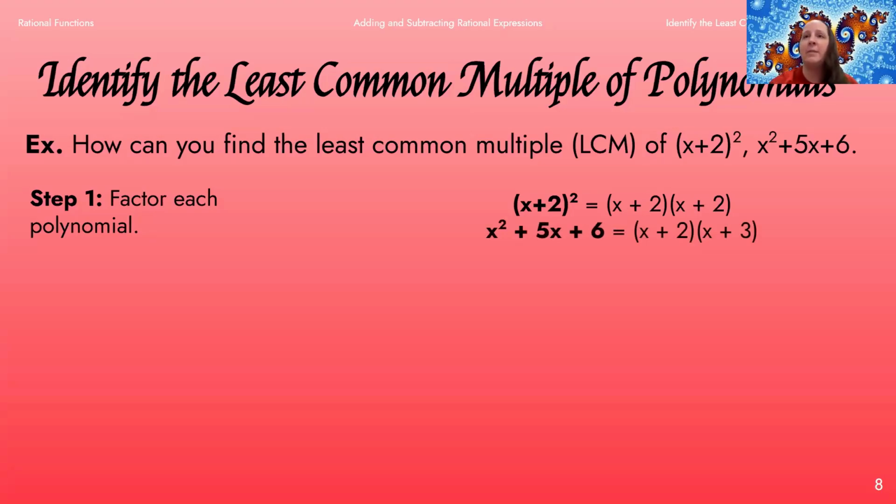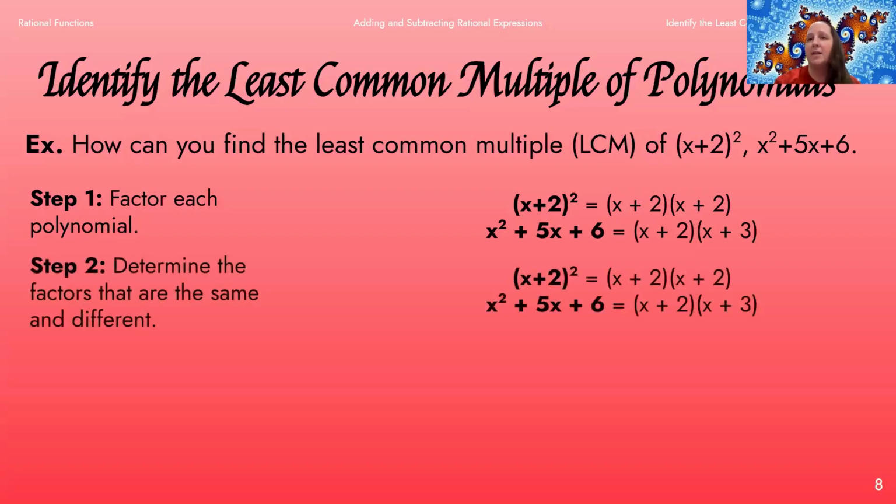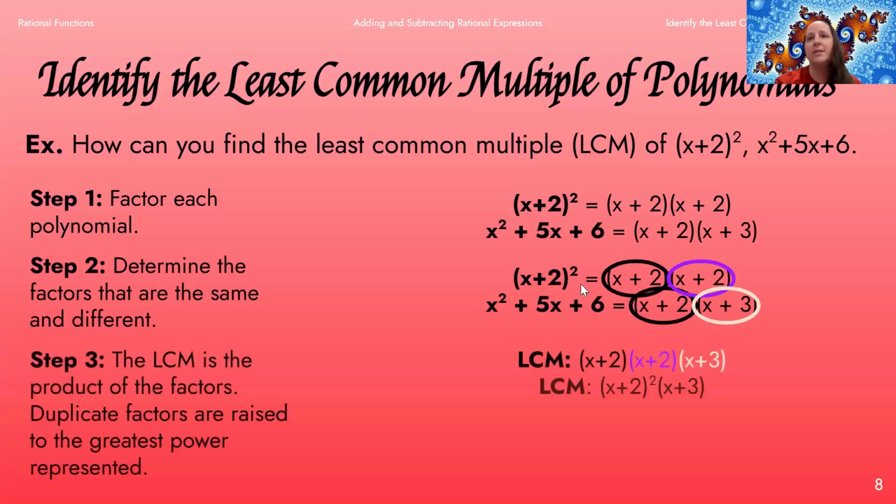Now I'm looking for what's the same and what's different. They both have an x plus 2 in common. The first one has an additional x plus 2, and my last one has an x plus 3. So when I write the LCM, I combine the double. So that's the x plus 2, and I have an additional x plus 2 in the purple and an x plus 3 in this pale yellow. So x plus 2 times x plus 2 times x plus 3 is my LCM. I'm going to rewrite it as x plus 2 squared, because I have 2 of them, times x plus 3.